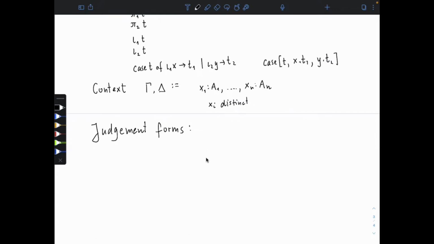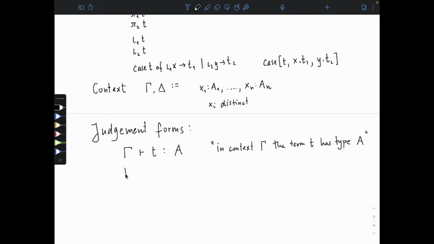So what are the judgment forms? There are two judgment forms. One says in a given context gamma, some term t has a type A. And the way that you read this is: in context gamma, so the context tells you what variables are valid, what variables you may use, the term t has type A.